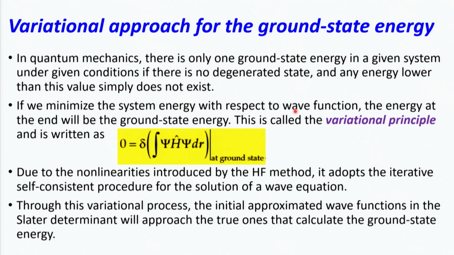That constant is not unknown. So what we do is use the variational principle to get the unknown values. Due to the non-linearities introduced by the Hartree-Fock method, it adopts an iterative self-consistent procedure for the solution of the wave function. Through this variational process, the initial approximated wave function in the Slater determinant will approach the true one that calculates the ground state energy. So that is essentially the variational principle.